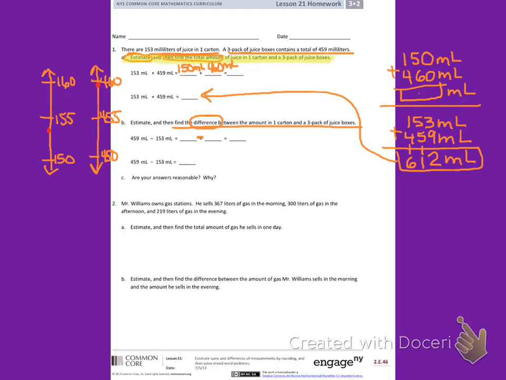First, estimate to the nearest tens like I did in item A using a vertical number line, then write your algorithm just like we did and figure out the answers. For the second part of the problem, find the precise difference between the amounts in both kinds of juice boxes and then write it on the second line. And for item C, are your answers reasonable and why? If the answers are close to one another, the answers between your estimate and your precise answer, then they are reasonable. But if they are not close, then you need to redo the calculations in your algorithms.